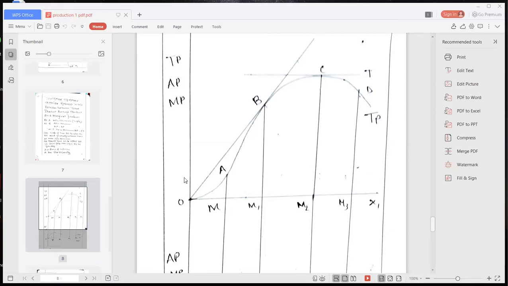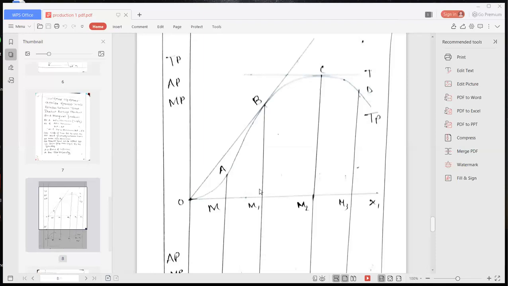And now if we would like to get the average, we can join any point on the total product curve with the origin, and the slope of the joining line will give the average. Here O is joined with the point B, and the line OB gives the slope of the average curve, and the line OB gives the slope of the marginal curve also. So at the production level OM1, we can say that at the point B, average and marginal are equal.